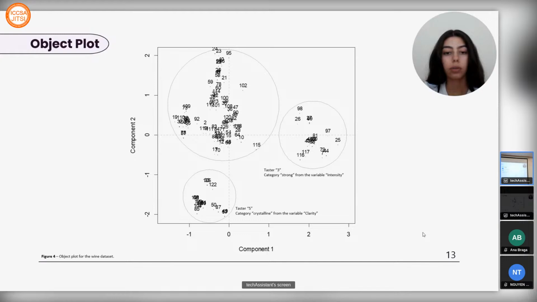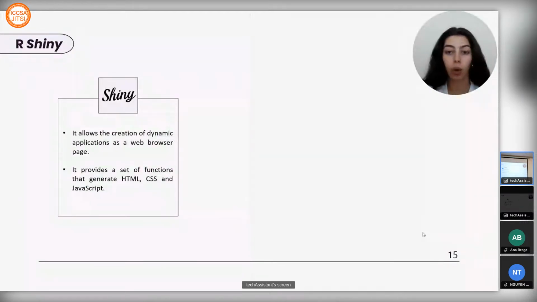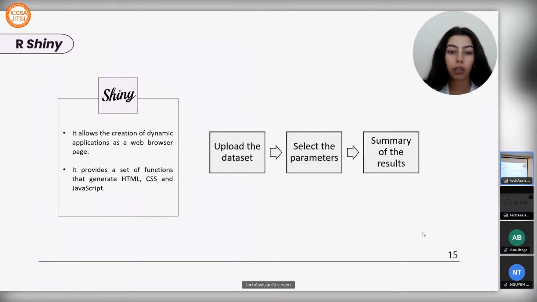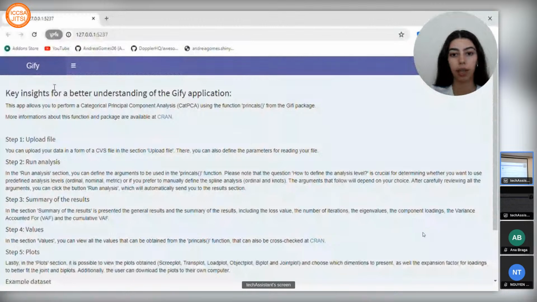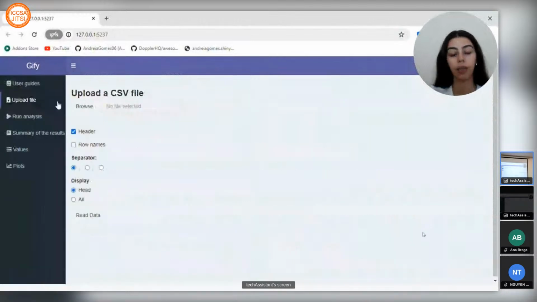To enable users to perform CATPCA without writing a single line of code, a web application in RShiny was developed. Named Gifi, this application provides a more intuitive and simplified way for users to use the princals function from the Gifi package. It was created to allow users to upload their datasets to the web page, define the analysis parameters, execute the CATPCA, and review the results, all processed through selection buttons and input spaces. A user guide is provided in the application containing information about the functioning of the entire application.